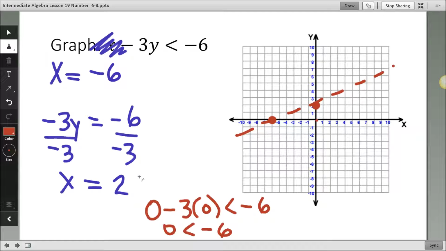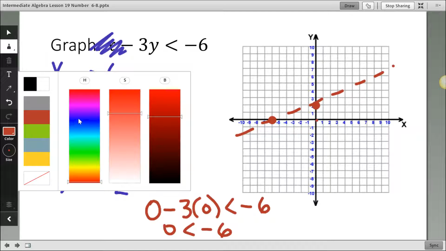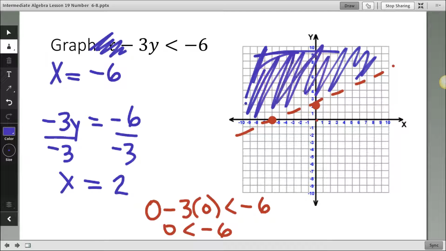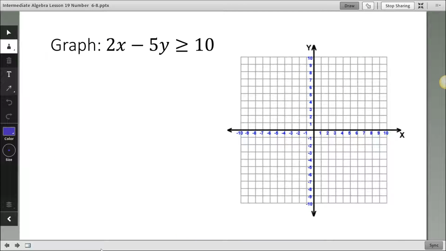So I got a false statement. So what I'm going to do is shade the other side of the line. So I'm going to shade here. See why it's important not to just try to use the inequality when it's in standard form. So there you go. So here's another example.